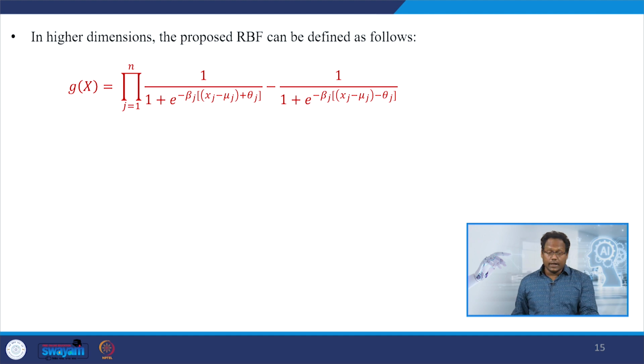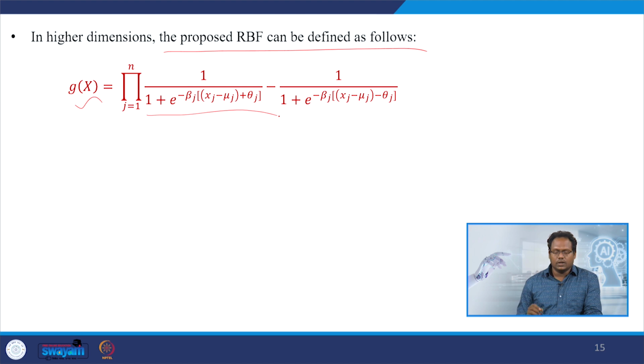So, in higher dimensions, the proposed RBFN activation function can be defined as g of x equal to a product from j equal to 1 to n of 1 upon 1 plus e power minus beta j into (x j minus mu j plus theta j), minus 1 upon 1 plus e power minus beta j into (x j minus mu j minus theta j).